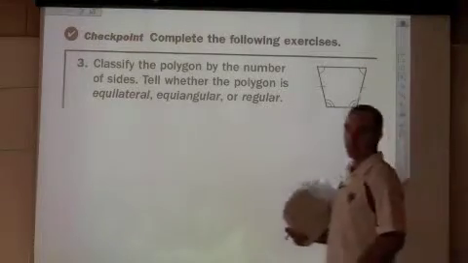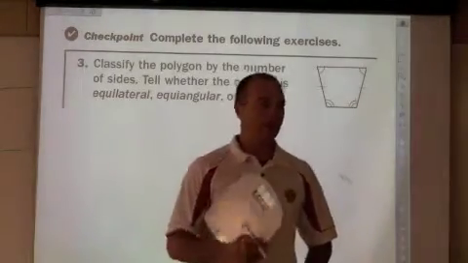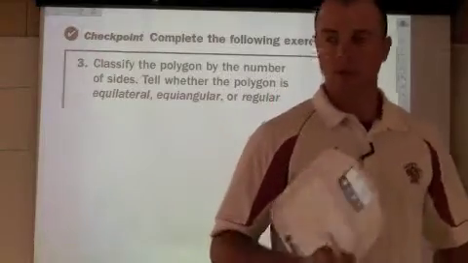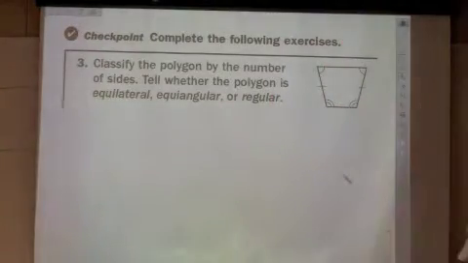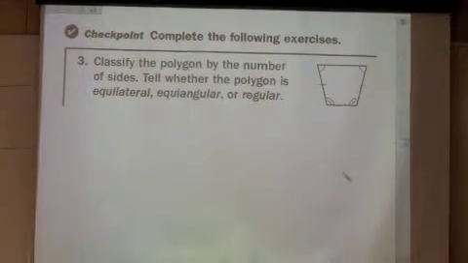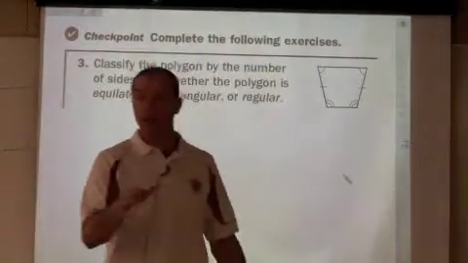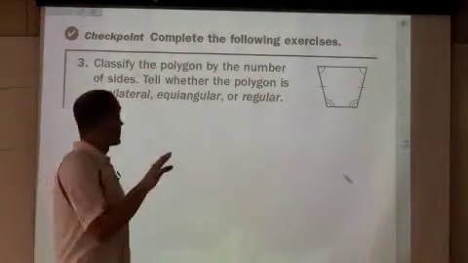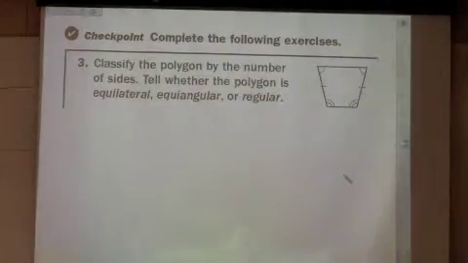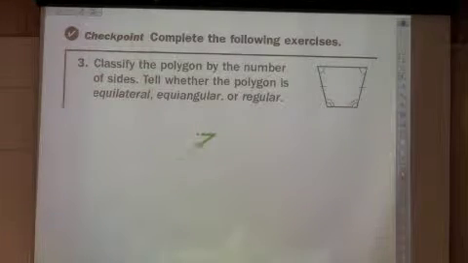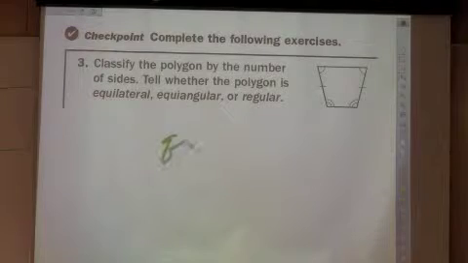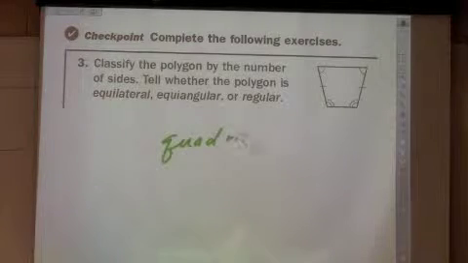Okay. Take a second. I want you to try to classify what you think this is. Same idea. Try to classify this figure. So we know it's a polygon. We can always classify it by the number of sides. So looking at this, how many sides do we have? 4. So automatically, since it has 4 sides, we can say it's a quadrilateral.